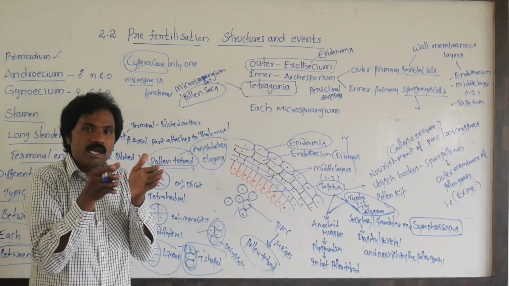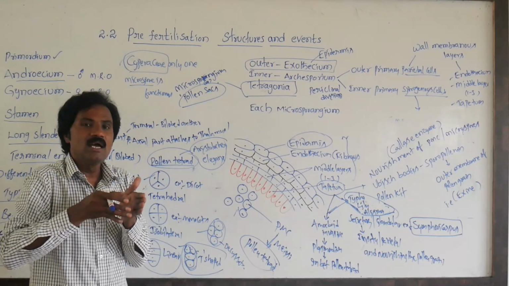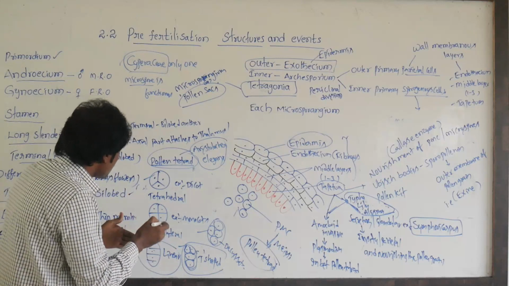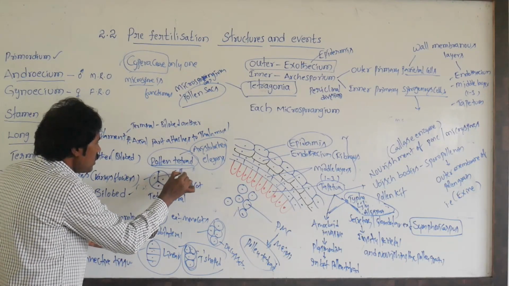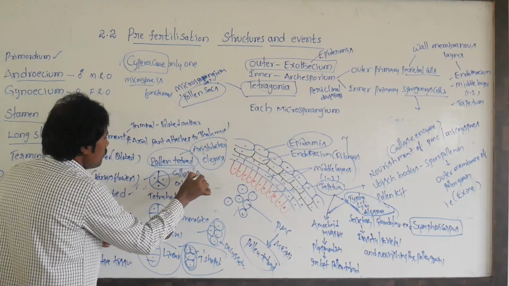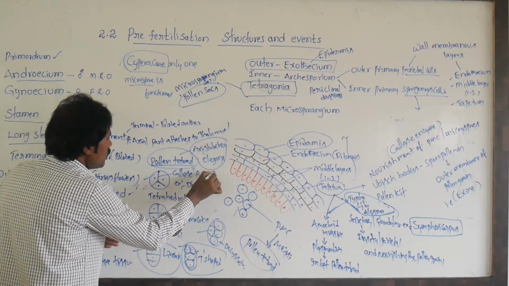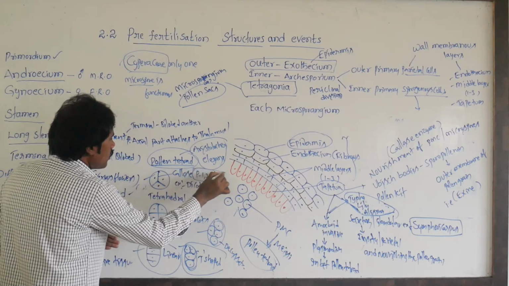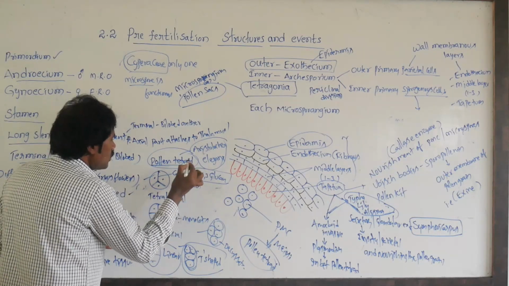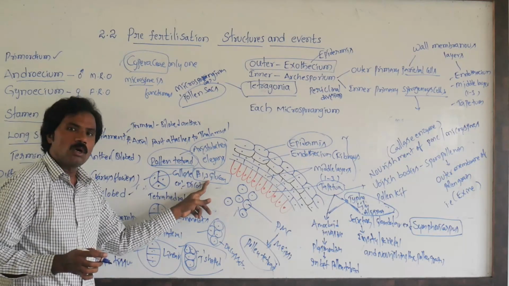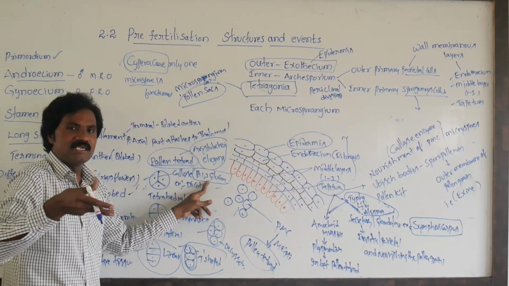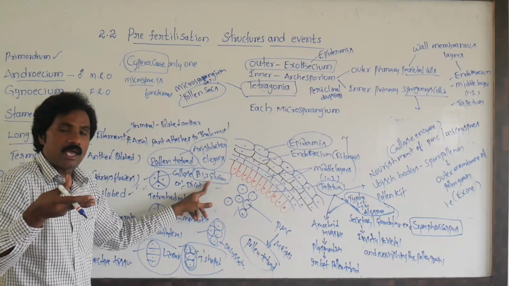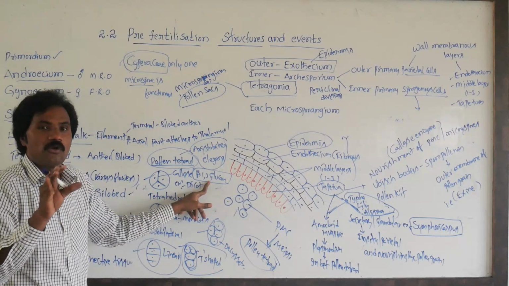How are they connected with each other? With the help of callose. Suppose here to here, it is connected with the help of callose, that means beta 1,3 glucan. That is nothing but beta 1,3 glucan. Callose is very important, so the callose membrane covers it.